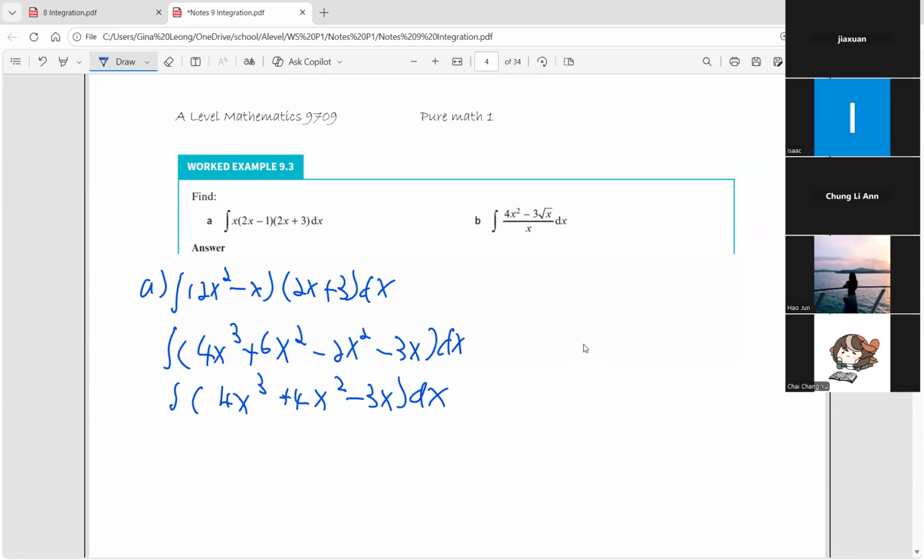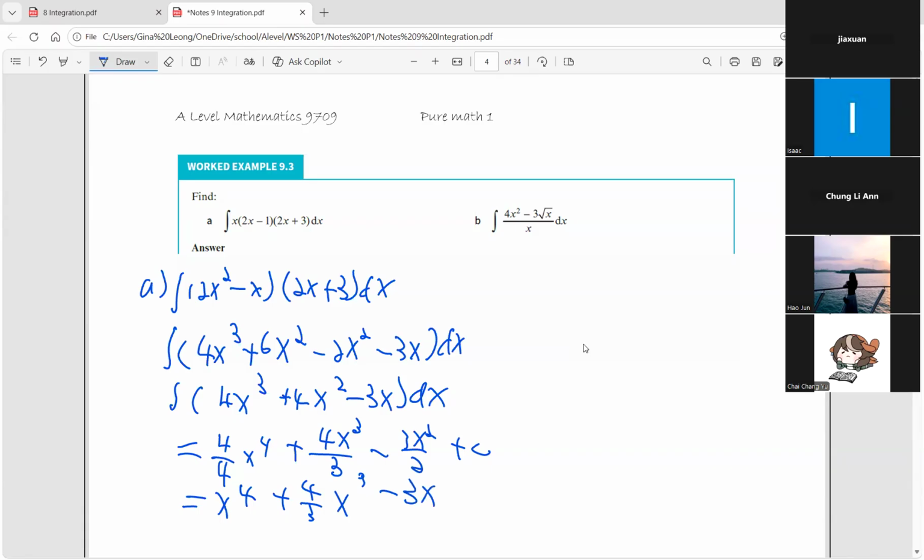Okay, after from here, you start to integrate. Then you just put equal. 3 plus 1 is 4. So 4 over 4 x power 4, plus 4 over x power 3 over 3, minus 3x squared over 2, plus c. Then after that we simplify, you will get x power 4 plus 4 over 3 x power 3, then minus 3 x squared over 2, plus c. This is the final answer.